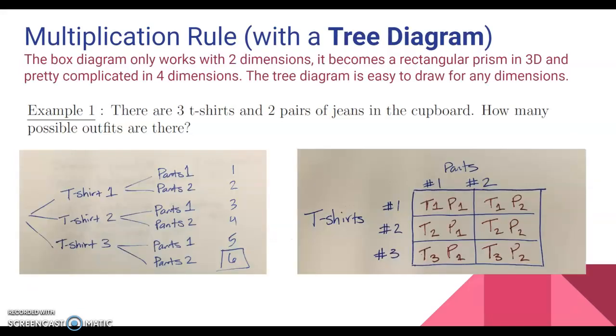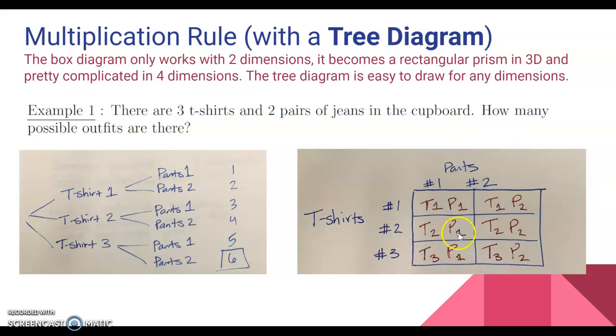Now we can also display this with a tree diagram, or some people like to use a box diagram. So this would be the t-shirt example with a tree diagram. Each of those 3 t-shirts, you can choose any of those 3. And once you choose a t-shirt, you have 2 options for pants. If you run down the branches of each of these parts of the tree, one option would be t-shirt number 1, pants number 1, then t-shirt number 1, pants number 2, second option. There are 6 total options in your tree diagram.